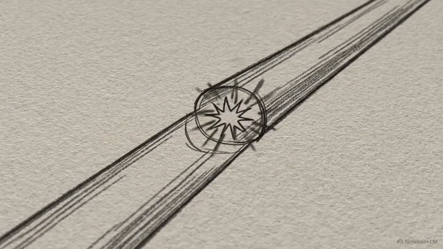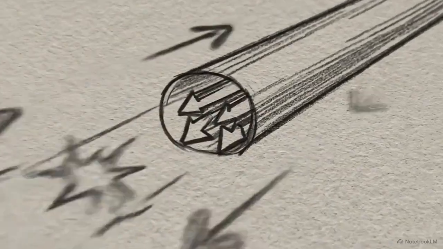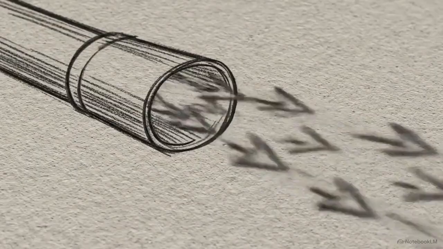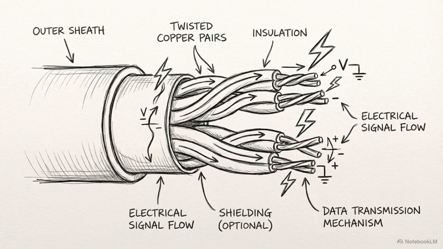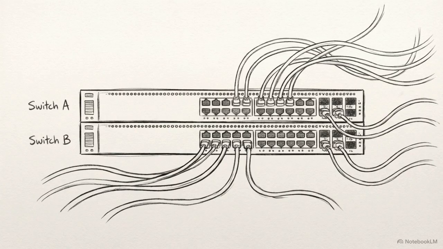To move data from the isolated array to the server, we use a dedicated storage area network built on fiber channel cables. While traditional Ethernet relies on electrical currents moving through copper wire, fiber channel encodes data into pulses of light shooting through glass optics, allowing for massive, high-speed throughput. At the center of this network sit dual fiber channel switches, Switch A and Switch B.